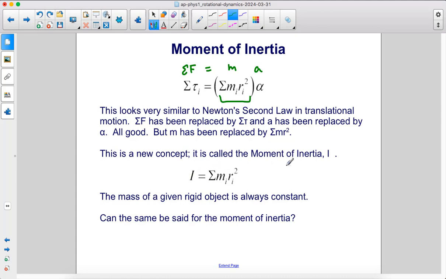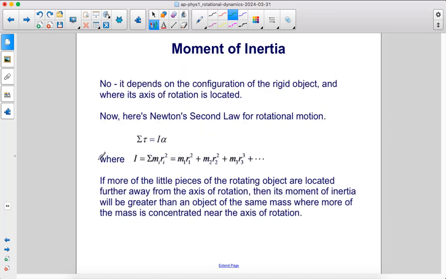The mass of a given rigid object is always constant. Can the same be said for the moment of inertia? So for example, if this was a wheel, the mass of the entire wheel, m, that's just a number. However, the moment of inertia of an object, is that always constant? No. It depends on the configuration of the rigid object and where its axis of rotation is located.